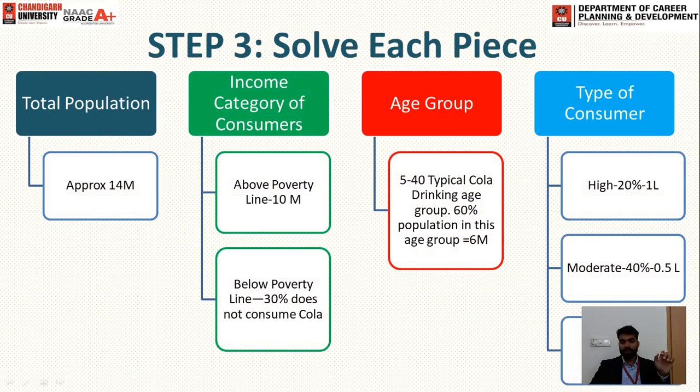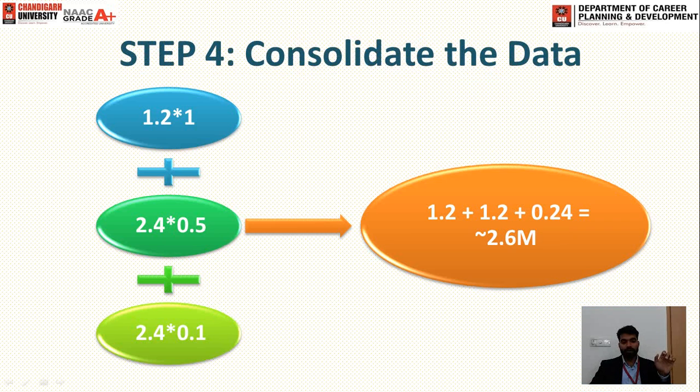Then we have 40% of the consumers drinking 0.5. 40% is your 2.4 million. So 2.4 million people drinking 0.5 liters of cola every single day. Again, 2.4 million people drinking 0.1 liter of cola every single day. Okay, so if I consolidate my data, 1.2, and this is 2.4, sorry for the typo, that accounts to 2.6 million. So I have this kind of approximate figure, or the estimation that I have is 2.6 million liters of cola sold in Delhi on a daily basis.